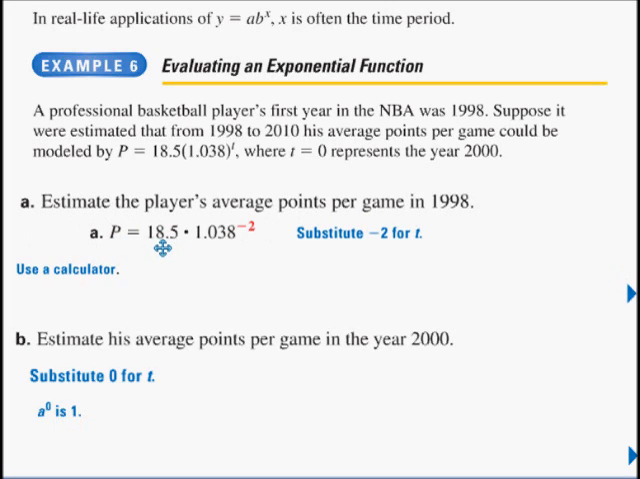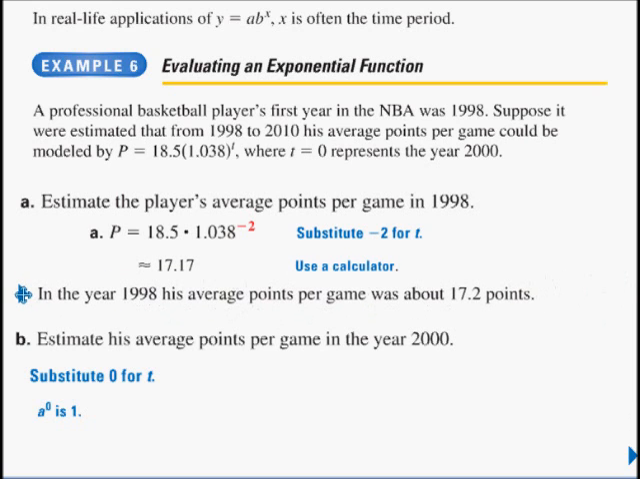Points equals 18.5 times 1.038 to the negative 2. This time we'll just use a calculator, but that would again change that to a fraction form. And that gets you to 17.17, which means in the year 1998, his average points per game were about 17.2 points.